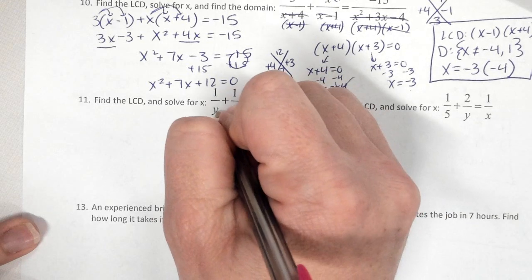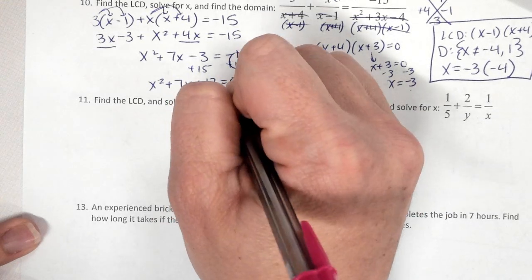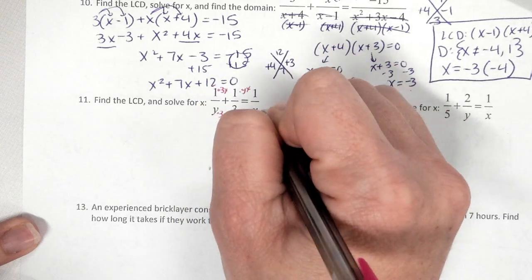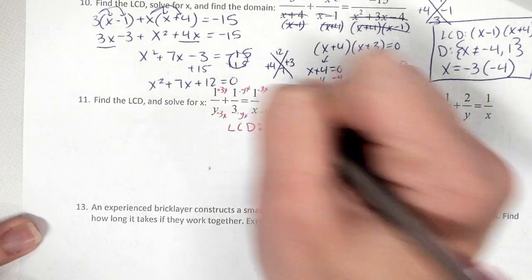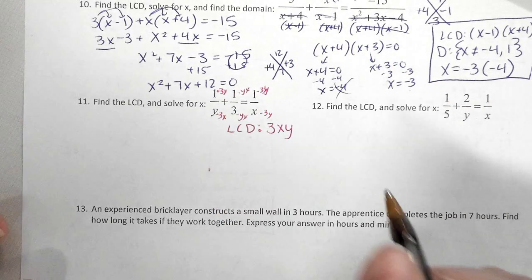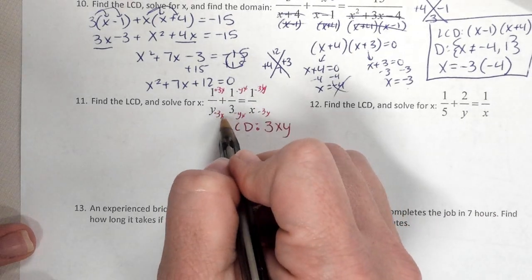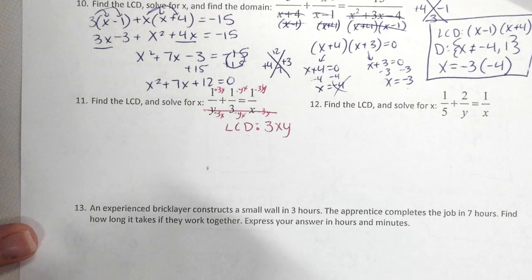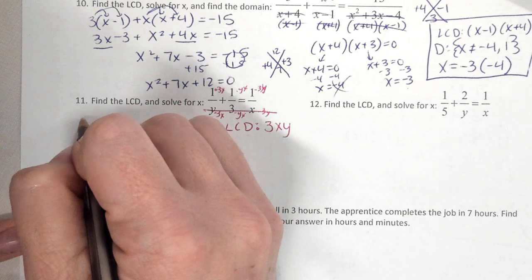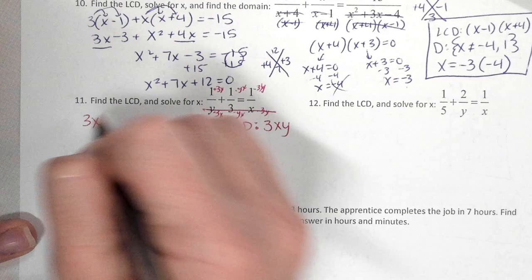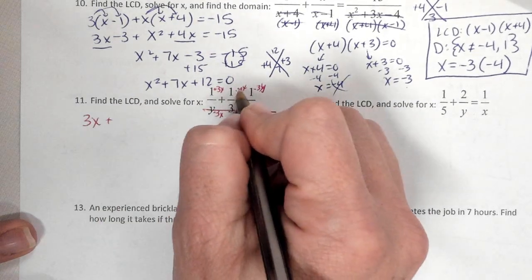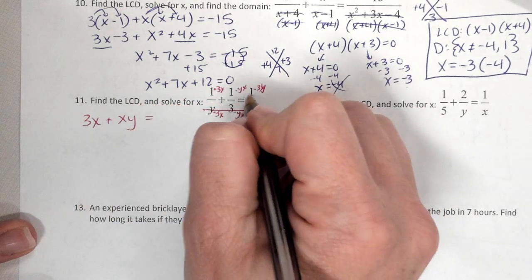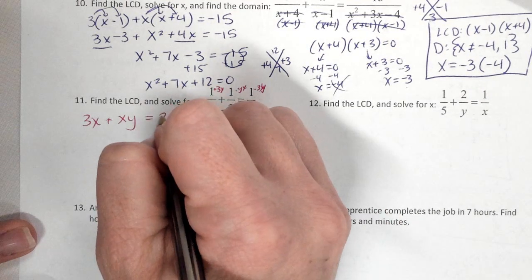So this needs the 3 and the x. This needs the y and the x. And this needs the 3 and the y. That's a y, sorry. Well, now all my denominators have a 3xy, 3xy, 3xy, so I can cancel them. And I have 1 times 3x plus 1 times yx, or xy, equals 1 times 3y, equals 3y.